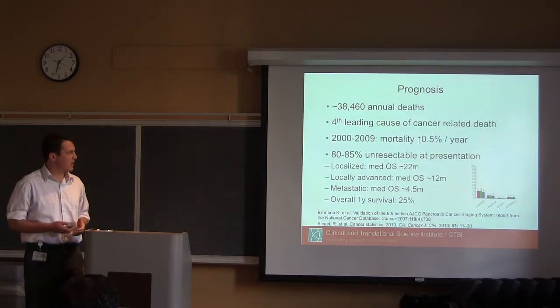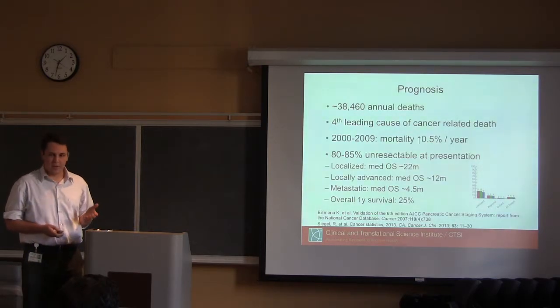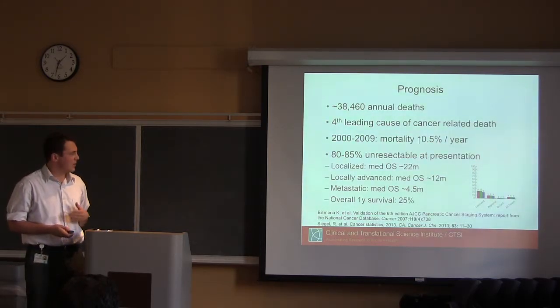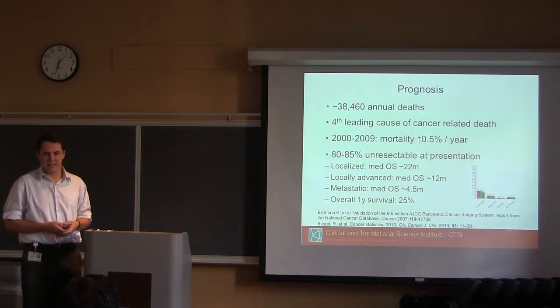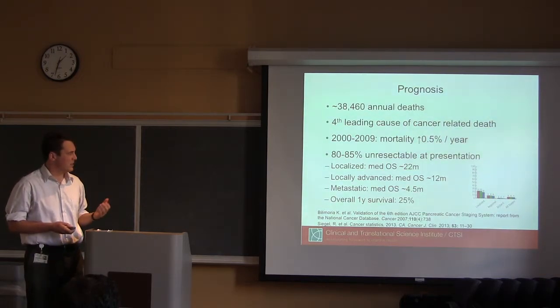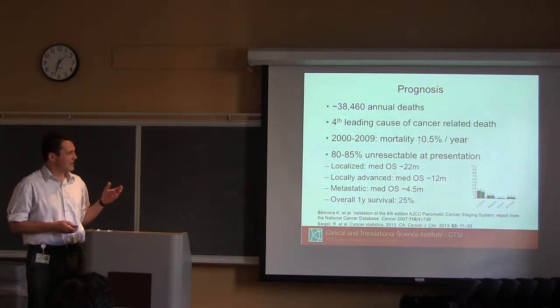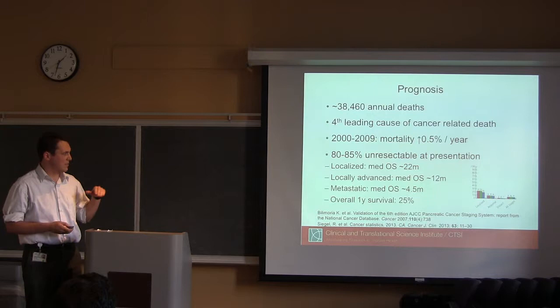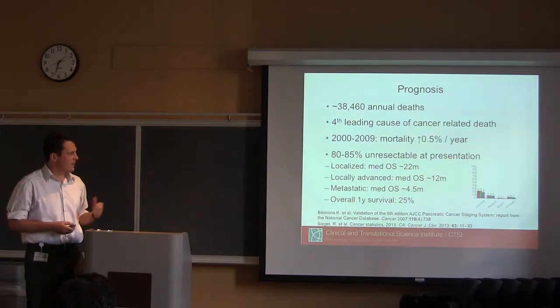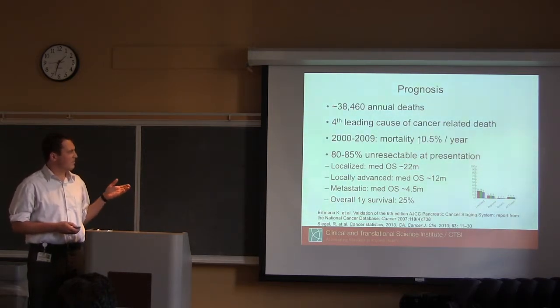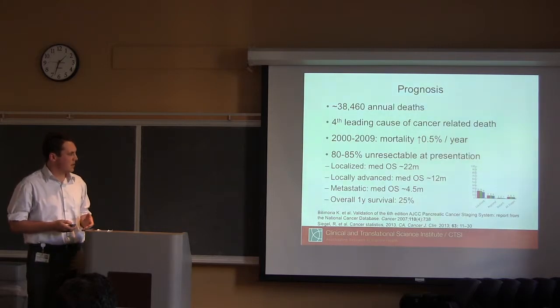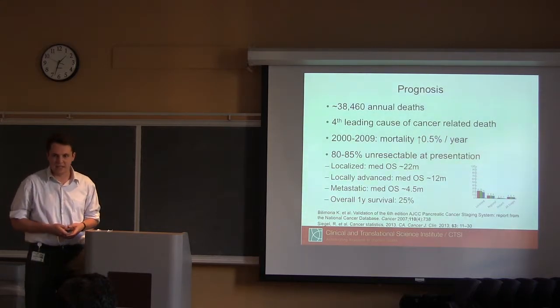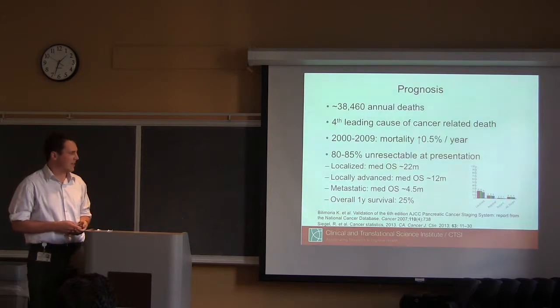So let's talk a little bit about the prognosis. I mentioned a little bit over 45,000 new cases each year, but over 38,000 deaths per year. I already mentioned it's the 4th leading cause of cancer-related death, and mortality is increasing about 0.5% a year from 2000 to 2009. And that's in Caucasian men and women again. In Pacific Islanders and some other ethnic groups, that rate is actually increasing by 1% each year. And this unfortunately dismal prognosis is at least partially attributable to the fact that 80 to 85% of these tumors are unresectable at first diagnosis.